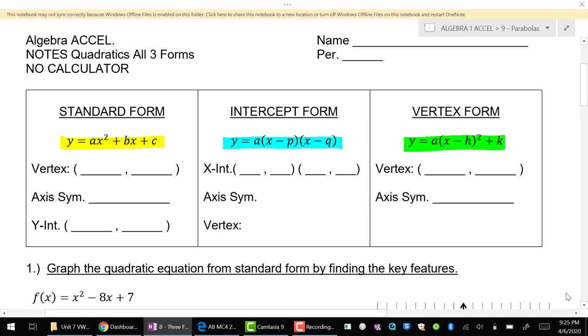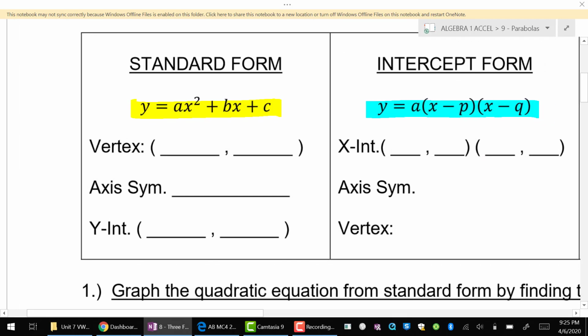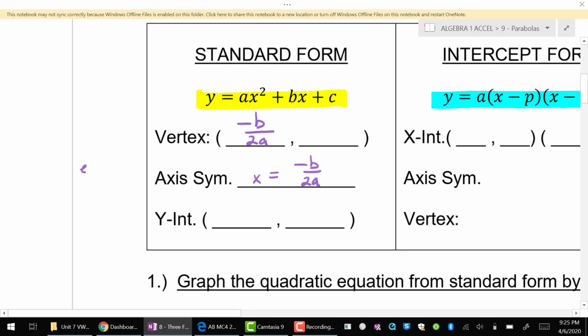To begin with, standard form, we learned that the formula to find the x-coordinate of the vertex is opposite of b divided by 2 times a. And that number was the same number as the axis of symmetry. So this vertex x and the axis of symmetry would match. Remember too that the axis of symmetry is an equation. It's the equation of a vertical line, so we should not simply write a number, but x equals a number.